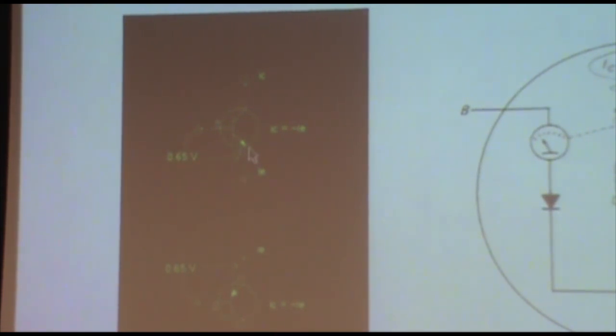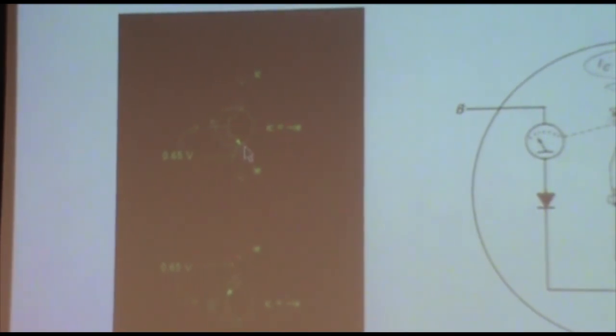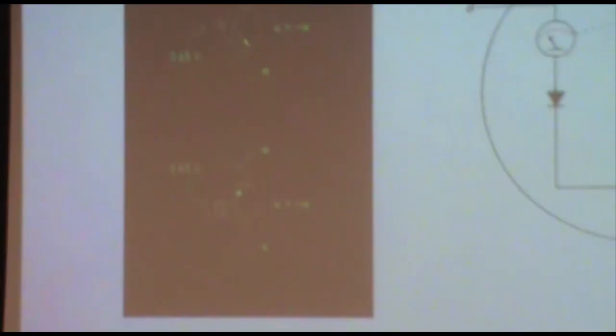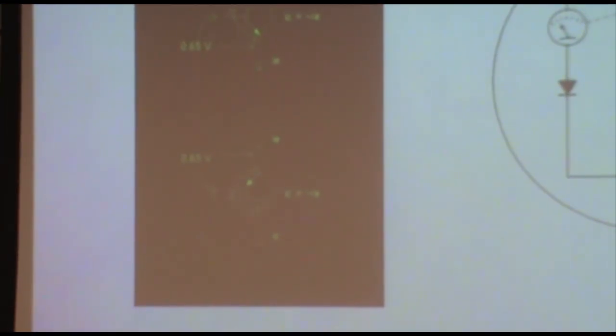So that's the way it helps to think of transistors in practical amplifier design. And PNPs are just kind of upside down from there. Their diode sources a little bit of current, but not much.